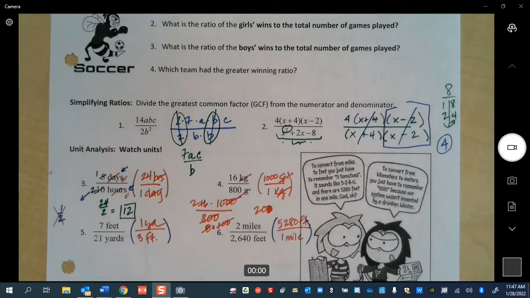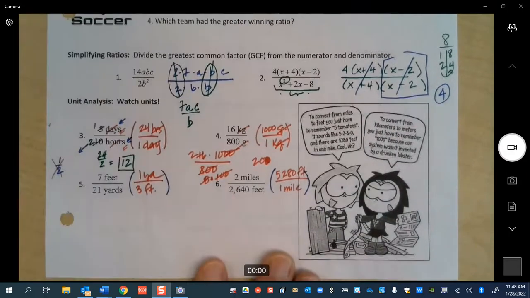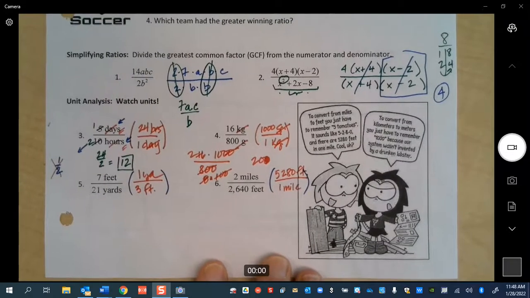All right, if you come back, you can see that in 1 yard, there's 3 feet. And I know which one to put in my numerator or denominator because I know which ones I want to divide out and cancel out. This 5280 is, for some reason, my brain can remember 5 tomatoes, but it can't remember 5,280.